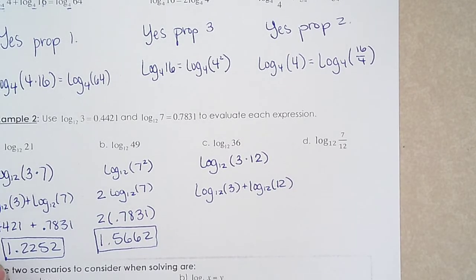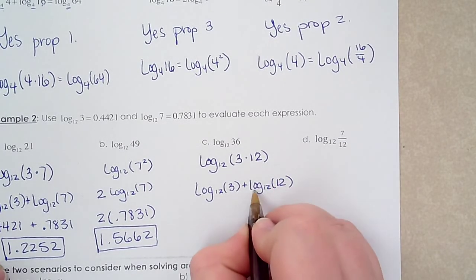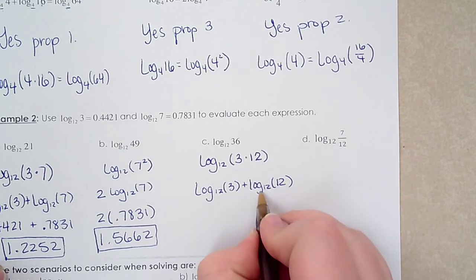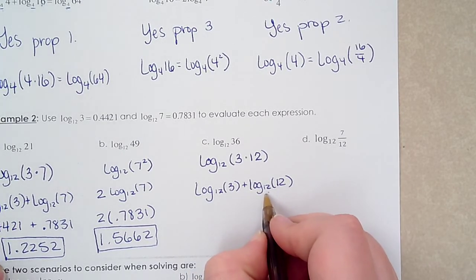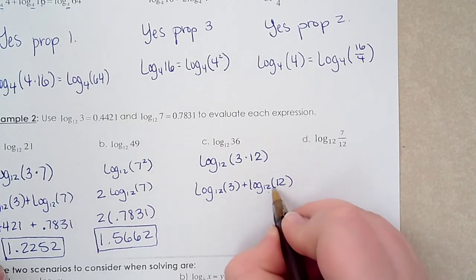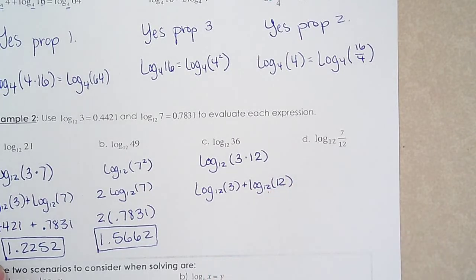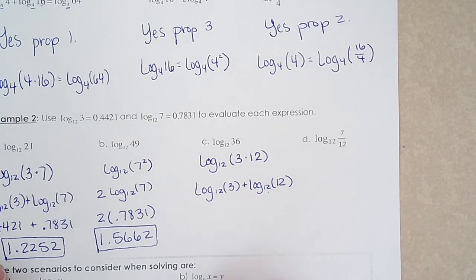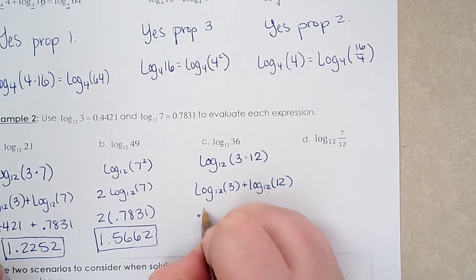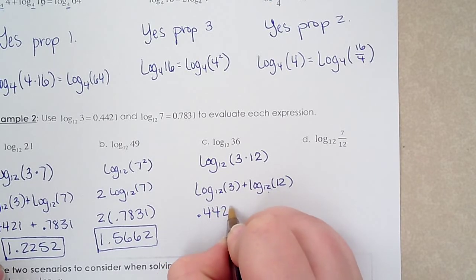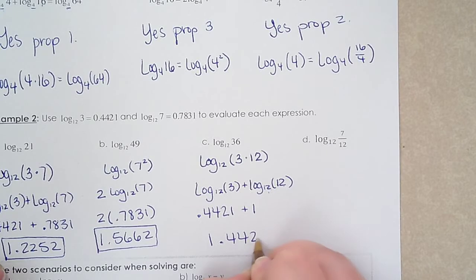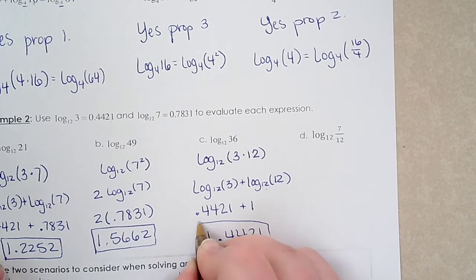And I know the 0.3 part, but also log base 12 of 12, if you put that in your calculator, you're going to find that that is just 1. When the number inside matches the base, those cancel out essentially, and it just becomes the number 1. So if we put this in, we're going to get 0.4421 plus 1, and our final answer is just going to be 1.4421.